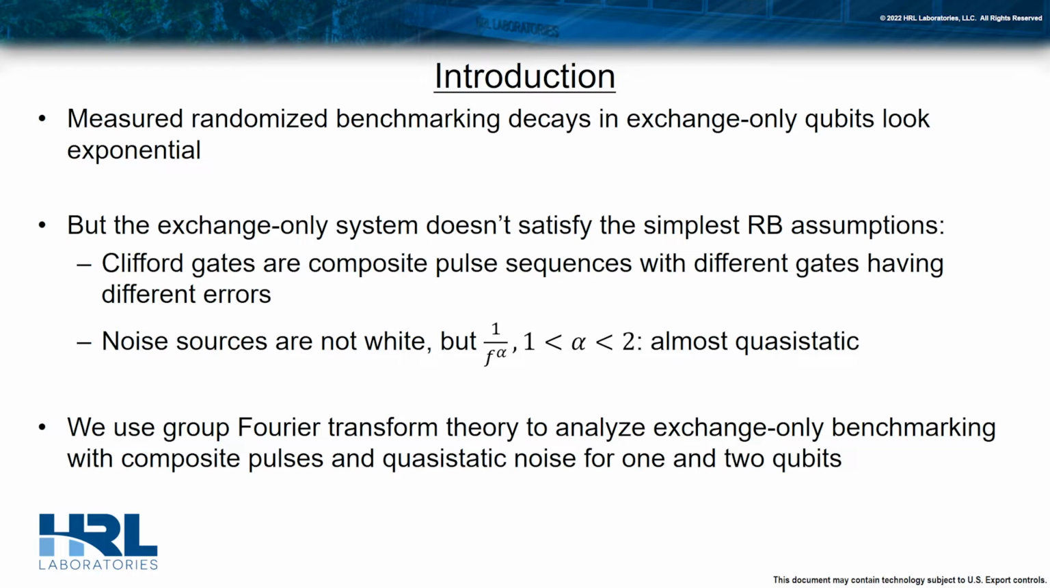We'll use group Fourier transform theory to analyze RB for composite pulses and quasi-static noise. I won't keep you in suspense. The decays are close to exponential, but that's not the only interesting behavior.